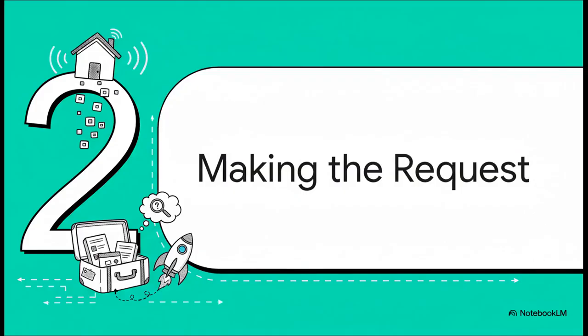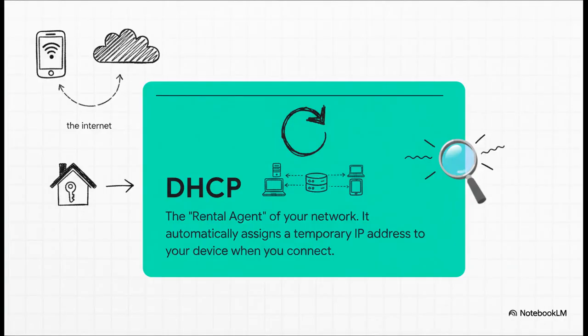Okay, so now we're moving on to the next part, making the request. Your device is all set up inside its digital house, right? But before it can just venture out into the wild internet, it's got to get a few things in order. It needs to prepare for the trip, and that starts with making a formal request. Think about it. The instant your phone connects to Wi-Fi, it needs an address. Otherwise, how could it send or receive anything?